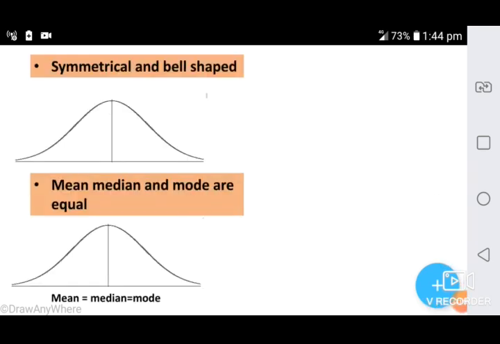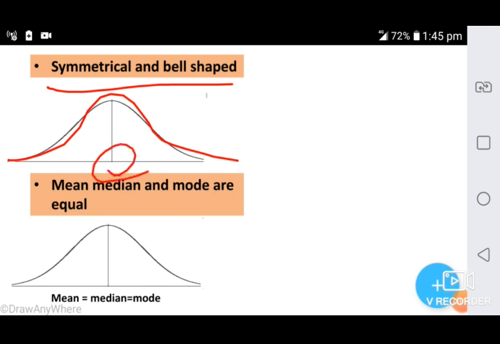First property, it is symmetrical and bell-shaped. A normal distribution comes with a perfectly symmetrical shape. It means that the distribution's curve can be divided in the middle to produce two equal parts. So the symmetrical shape occurs when one half of the observations fall on each side of the curve. That is why the normal distribution is a symmetrical, bell-shaped frequency distribution curve.